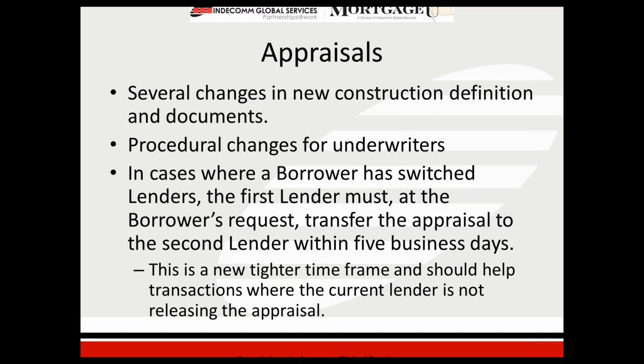The last thing with the screen is in cases where a borrower has switched lenders, the first lender must, at the borrower's request, transfer the appraisal to the second lender within 5 business days. So this is something that FHA didn't have in writing in the past, so it really wasn't very clear. But now it really places a timeline on transferring appraisals and making sure that the first lender completes that in the appropriate time frame to transfer the appraisal to the second lender.